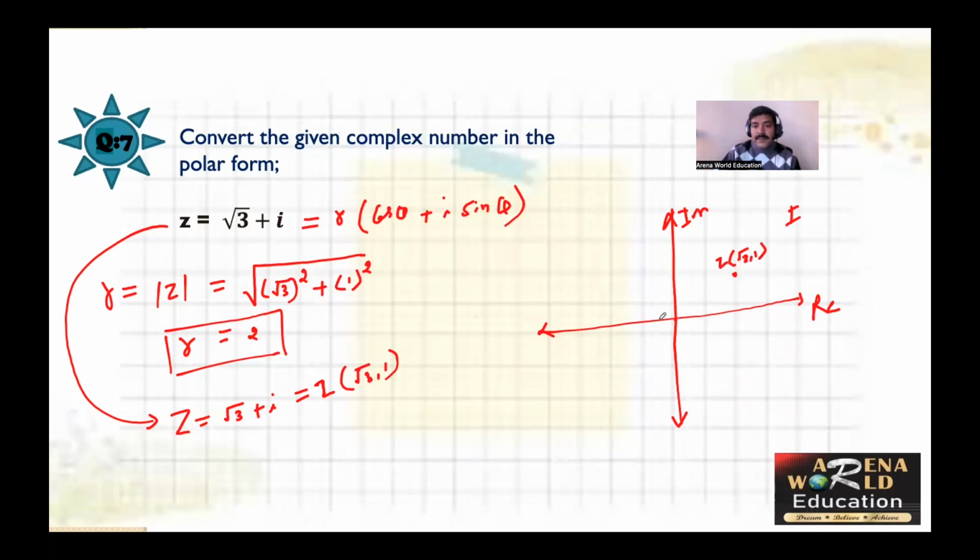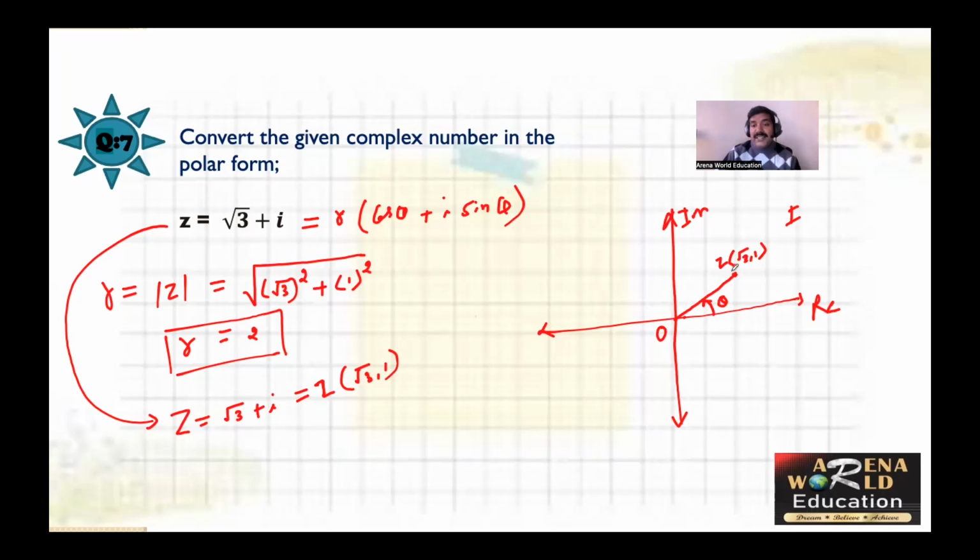What is the next step? Yes, we will join Z and O together, right? Now, what is the next step? We will make our angle theta. Theta is the argument. Here, we will make angle theta with the positive real axis. We will go in the anti-clockwise direction. So this is your theta, right? So we have moved in the anti-clockwise direction, so theta will be positive.